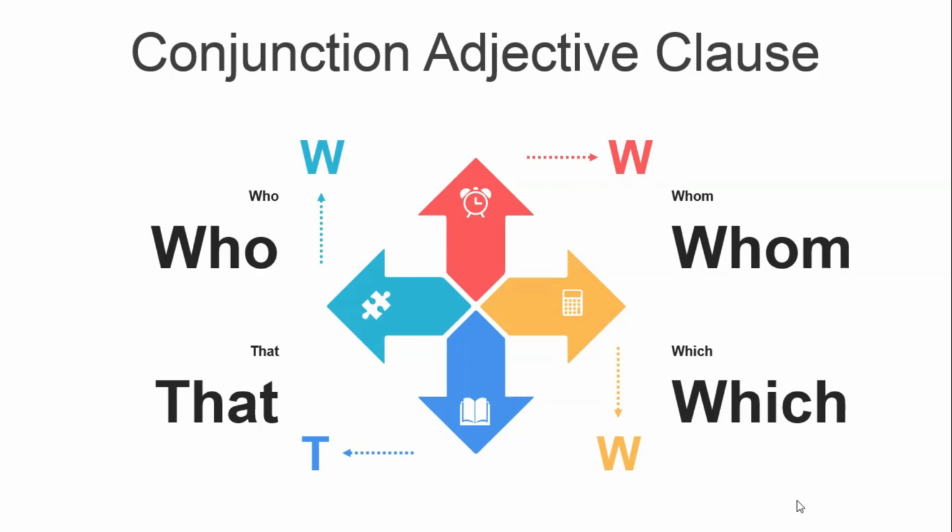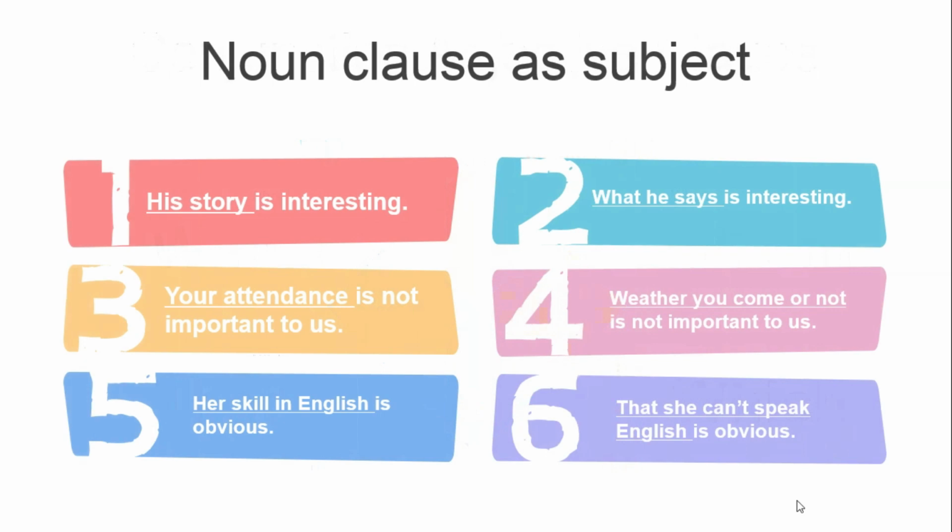There are four: who, whom, which, and that. Once again, who, whom, which, and that. That is the most common, and it can replace which, whom, and who.